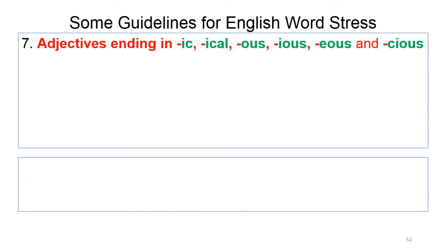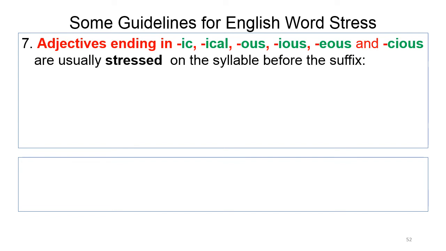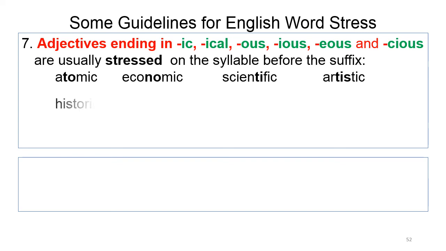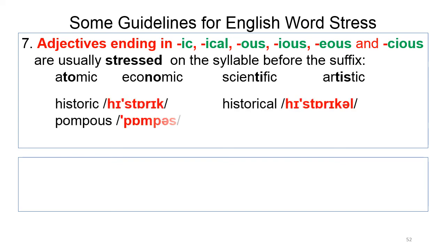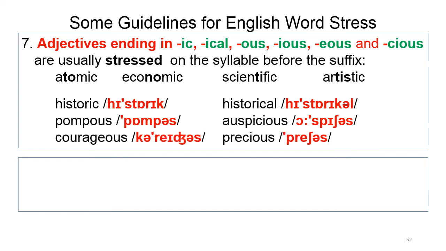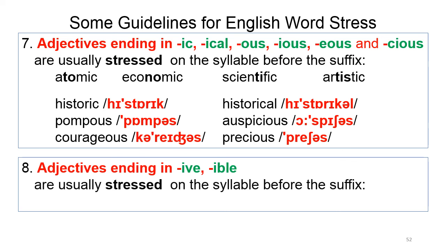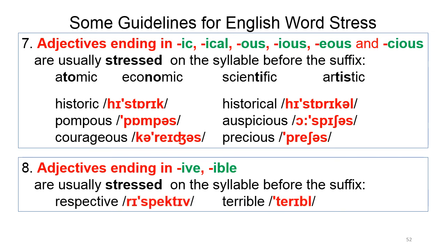Adjectives ending in ic, ical, ous, ious, eous, or cious are also stressed on the syllable before the suffix: atomic, economic, scientific, artistic, historic, historical, pompous, auspicious, courageous, precious. Adjectives ending in ive or ible are also stressed on the syllable before the suffix, usually: respective, terrible.